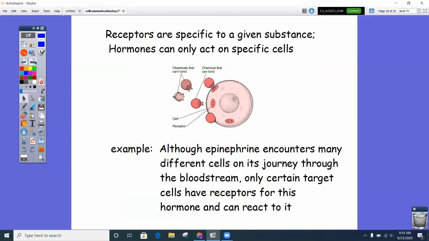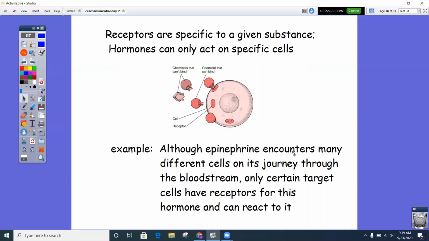Okay, couple things about receptors and their signaling molecules. Receptors are specific to a given substance, and then hormones can only act on specific cells. So in this picture, you have these different molecules out here, and they don't have a receptor on this cell to bind to. So they must not be able to act on that cell. But this molecule, whatever that may be, does have receptors on this cell, which means this signaling molecule is supposed to act on that cell and have its influence on that cell.